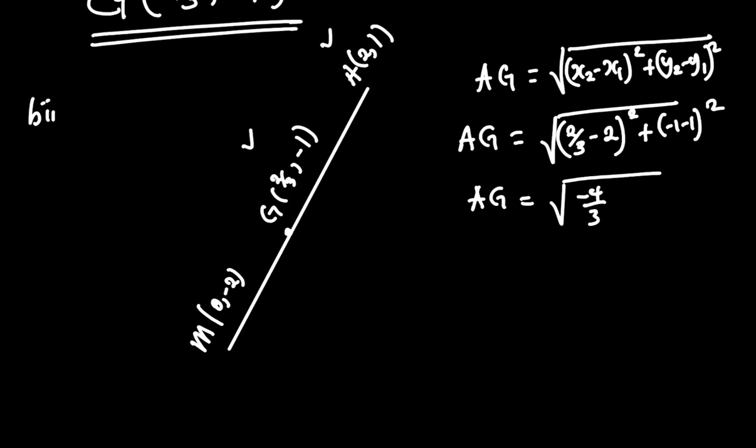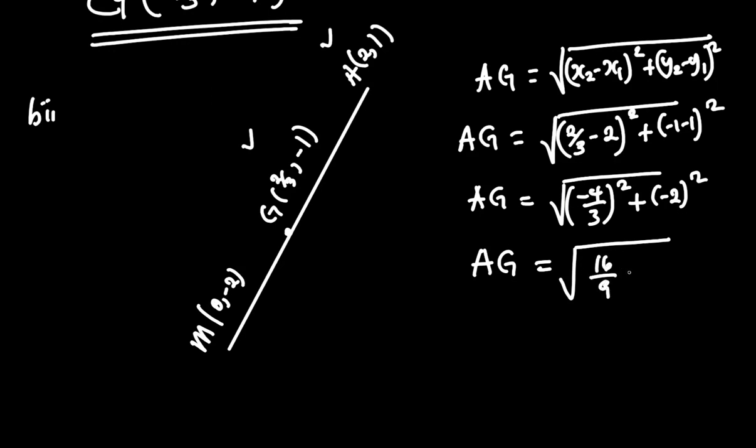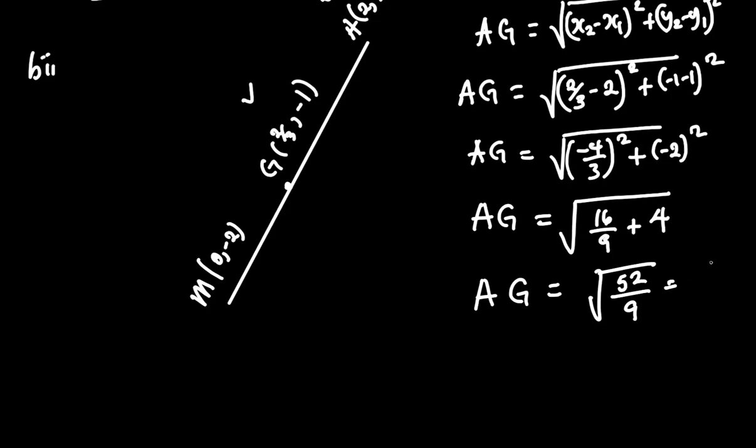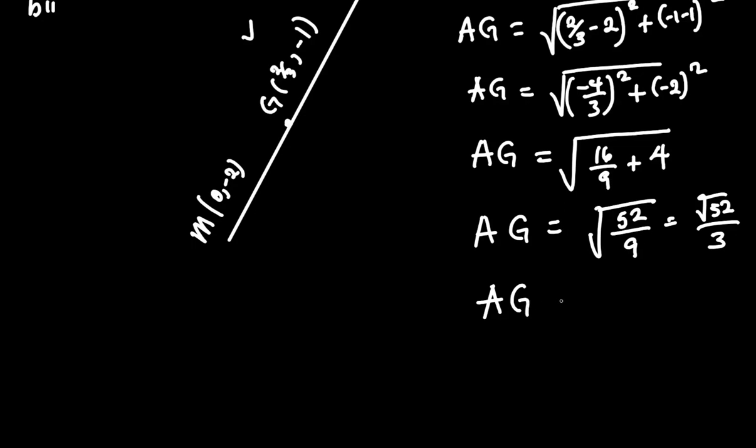Now basically, when you simplify the fraction inside, all squared, then I'm going to have plus minus 2 all squared. So AG is going to be root of 16 over 9 plus 4, which we translate to AG being root of 52 over 9, which we can actually have as root of 52 over 3. Then, from knowledge of surds, I think this is going to be 2 root 13 all over 3. So we are done with AG.